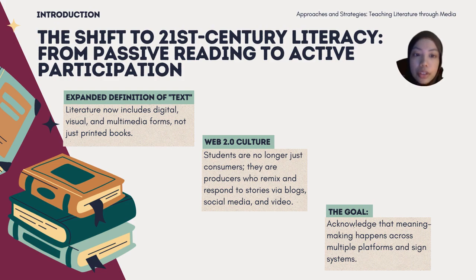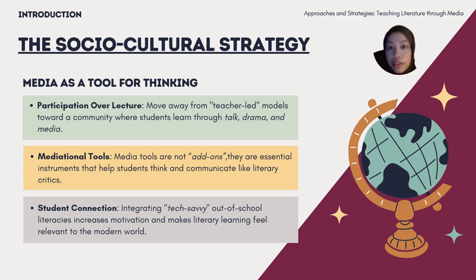If our goal is to teach literature effectively, our classroom must reflect this reality by acknowledging that students process information across multiple systems and platforms, especially using social media. We must remember that we are not merely teaching books, we are teaching students how to navigate a sophisticated system of information. The social cultural strategy.